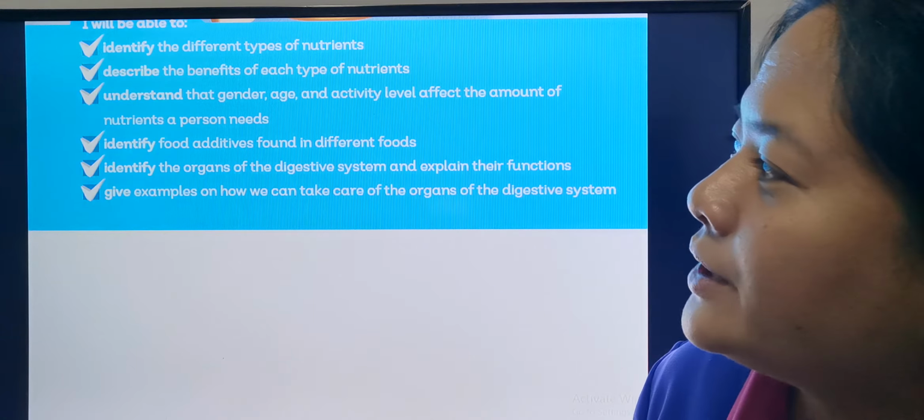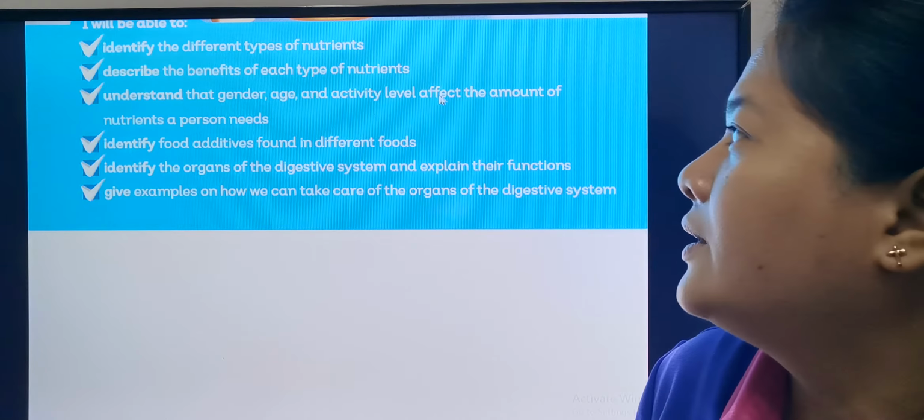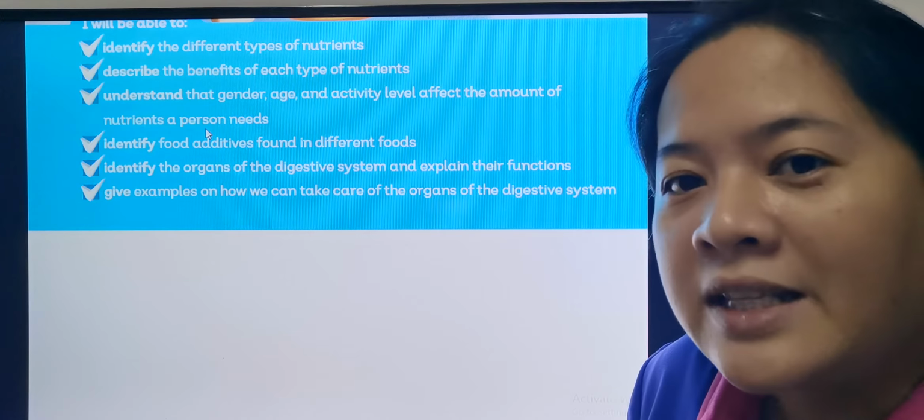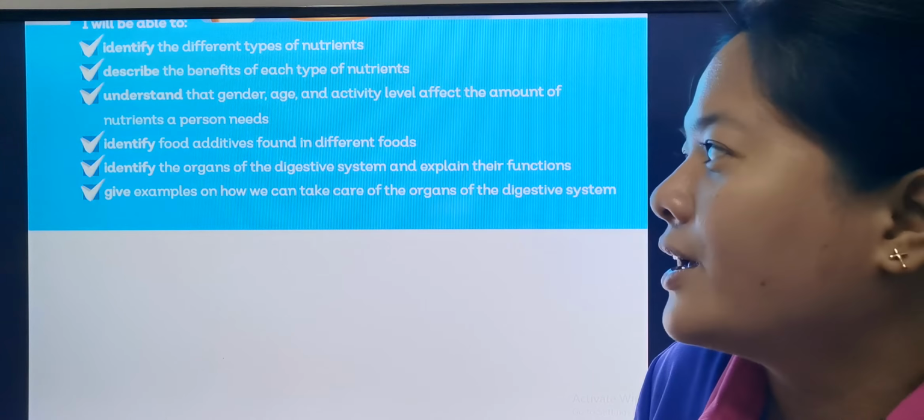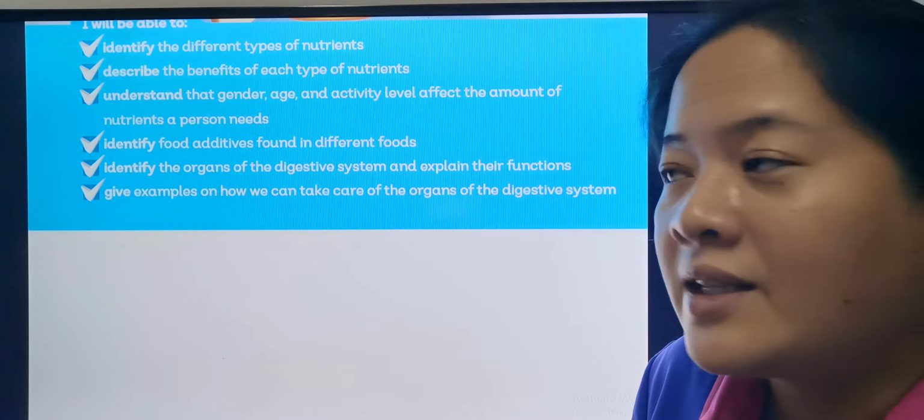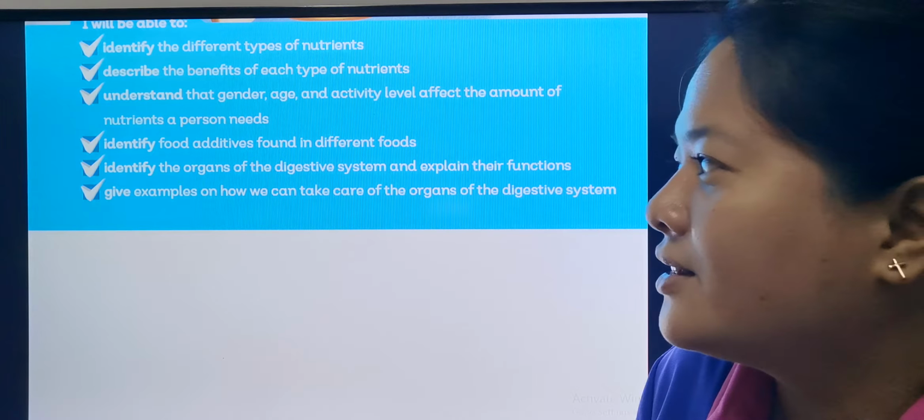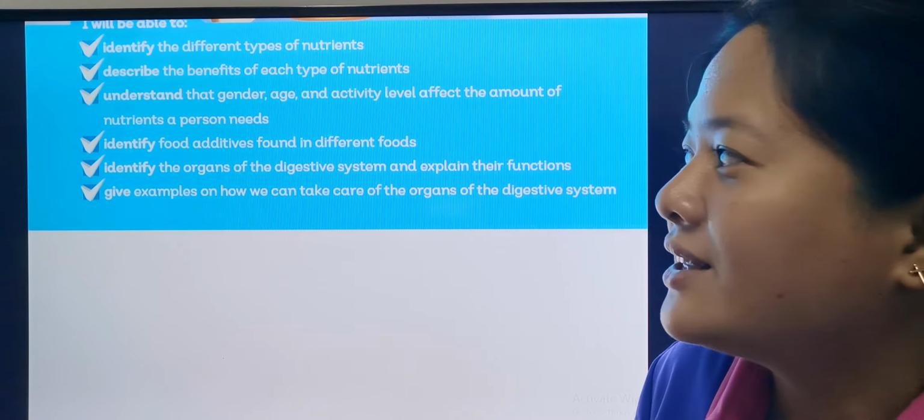And then number 3, understand that gender, age, and activity level affect the amount of nutrient a person needs. Remember, we studied about energy requirement. So it is affected by gender, age, and activity level. And then we have to identify food additives found in different foods. We already studied about food additives.